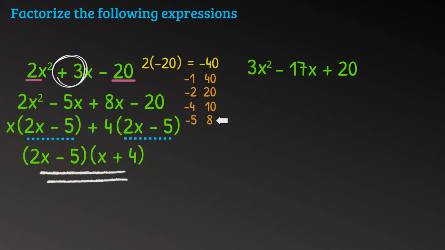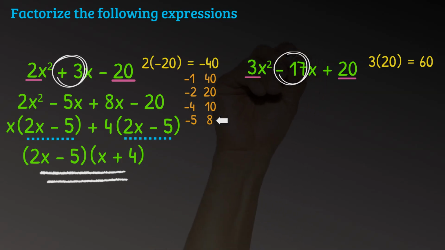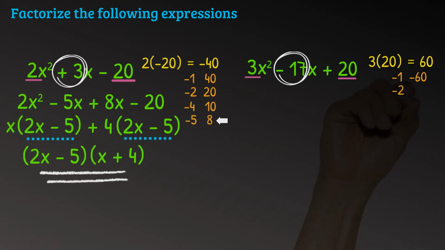In the next expression, we start by multiplying the leading coefficient 3 by the constant 20, which gives us 60. Now I'm going to use two negative numbers to multiply together to get 60 because you can see they also need to add up to minus 17. So we could have minus 1 times minus 60, minus 2 times minus 30, minus 3 times minus 20, minus 4 times minus 15, and minus 5 times minus 12. Now you can see that minus 5 plus minus 12 would add up to minus 17.